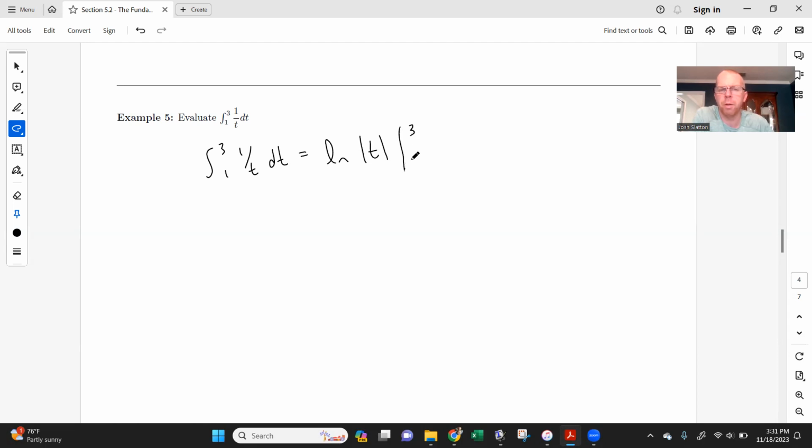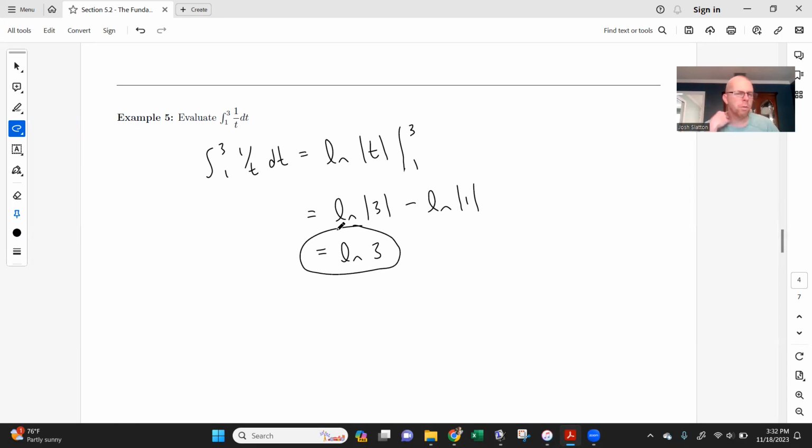So what we're going to do is evaluate this antiderivative at the limits of integration. So using the fundamental theorem of calculus, we're going to evaluate the function at the upper limit minus the value of the function at the lower limit. And of course, you don't need the absolute value here, but go ahead and leave them in. ln of 3 and then ln of 1 is just 0. So the answer is ln of 3.